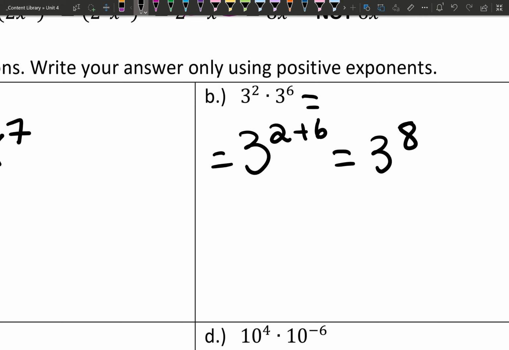I don't remember what that is off the top of my head. Give me just a second. Three to the power of 8. Wow, that is 6,561. It's a big number.